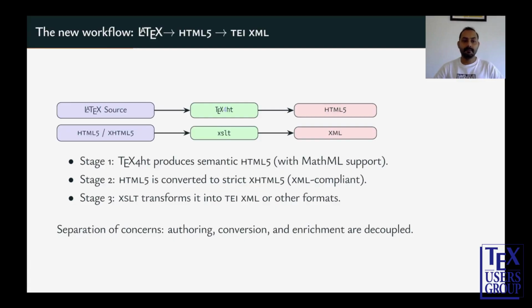So the new workflow involves compiling LaTeX sources directly using TeX4ht, which produces a semantic HTML. This semantic HTML can then be converted to XHTML, which is similar to XML. From this XHTML, any kind of structured schema XML can be generated using XML processing tools such as XSLT or DOM or Saxon, etc. This helps us to separate the concerns of limited expertise versus complexity.